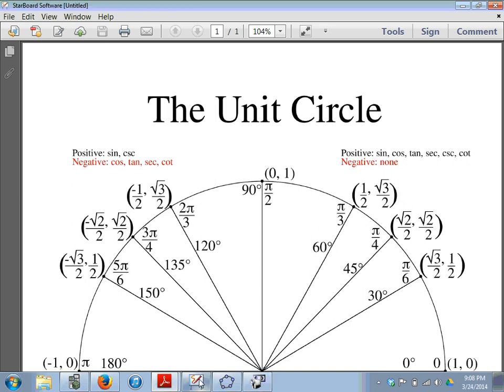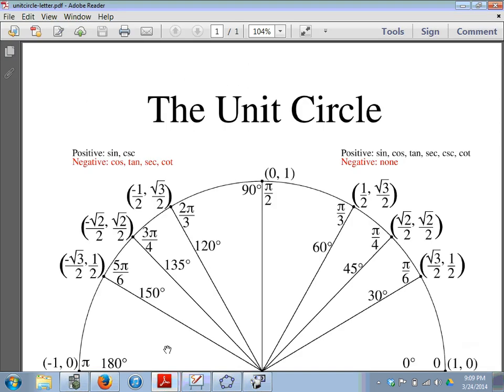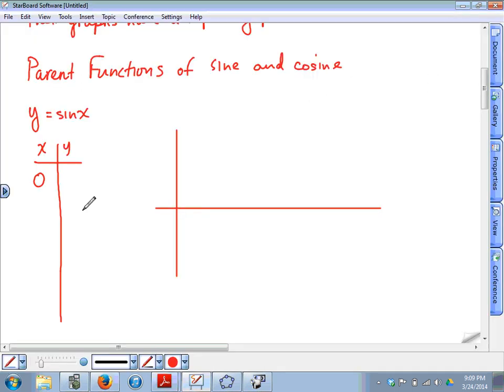Just to keep it brief and basic, the first radian measure we're going to choose would be a radian measure of 0. So we're taking the sine of 0. Again, referring to the unit circle, here's 0 radians. The y value at 0 radians is equal to 0. So if x is 0, then y is 0. That's the first point on the graph.